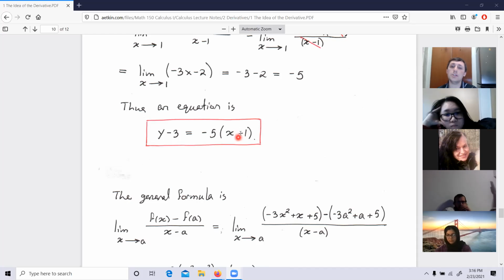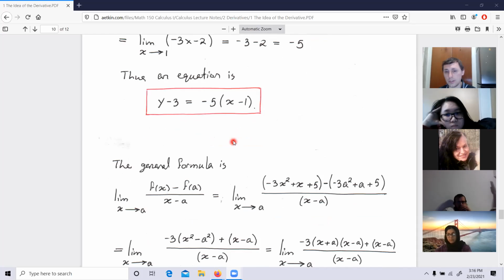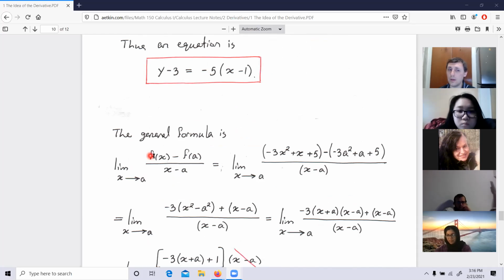Now it's much easier to understand what I did if you actually do it in general. Suppose I want to know the slope at a general point a, f of a. So I do f of x minus f of a divided by x minus a. Good? This is my function. This is the function evaluated at a.